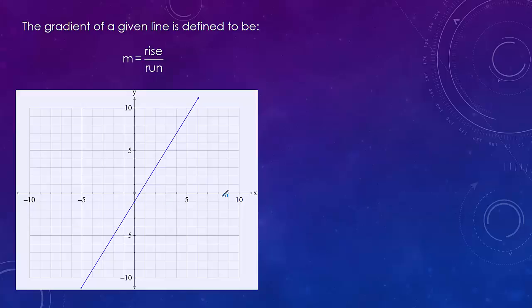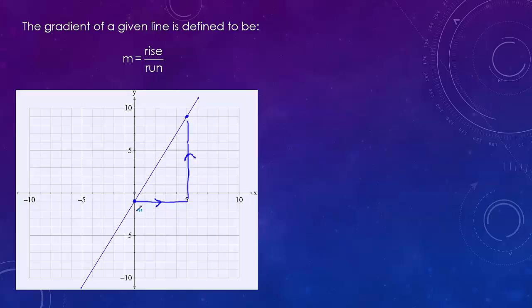So the way to do this is to pick a grid point. I can see that it crosses the corner of the grid here. And then we'll find another grid point, such as this one up here, and then form a triangle. And always start your triangle by going across to the right. And then in this case, we go upwards.